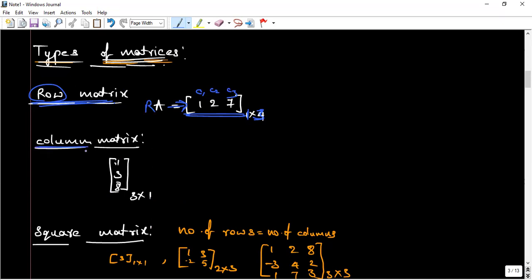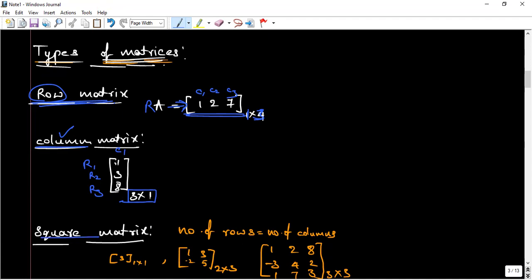Then what is a column matrix? There will be a single column. How many rows are there? Row 1, row 2, row 3. But there is only one column. That's why it is a 3 by 1 matrix. That's why it is called a column matrix. Okay.